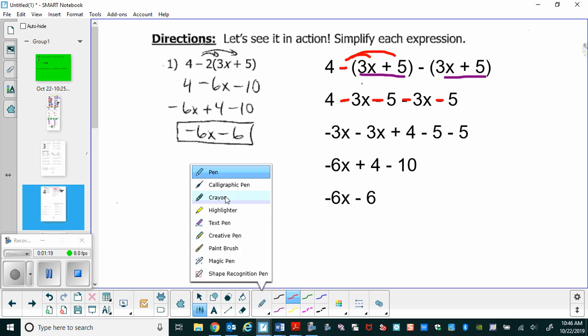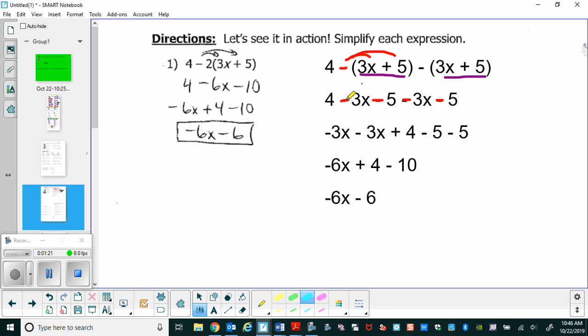And all I did next was I just shuffled around the order to help you see that this negative 3x goes with this negative 3x together. And then we have a 4, a negative 5, and a negative 5. And there's my 4, negative 5, and negative 5. So then when I'm combining here, I've got 3 negative x's and 3 more negative x's. So that's 6 negative x's.